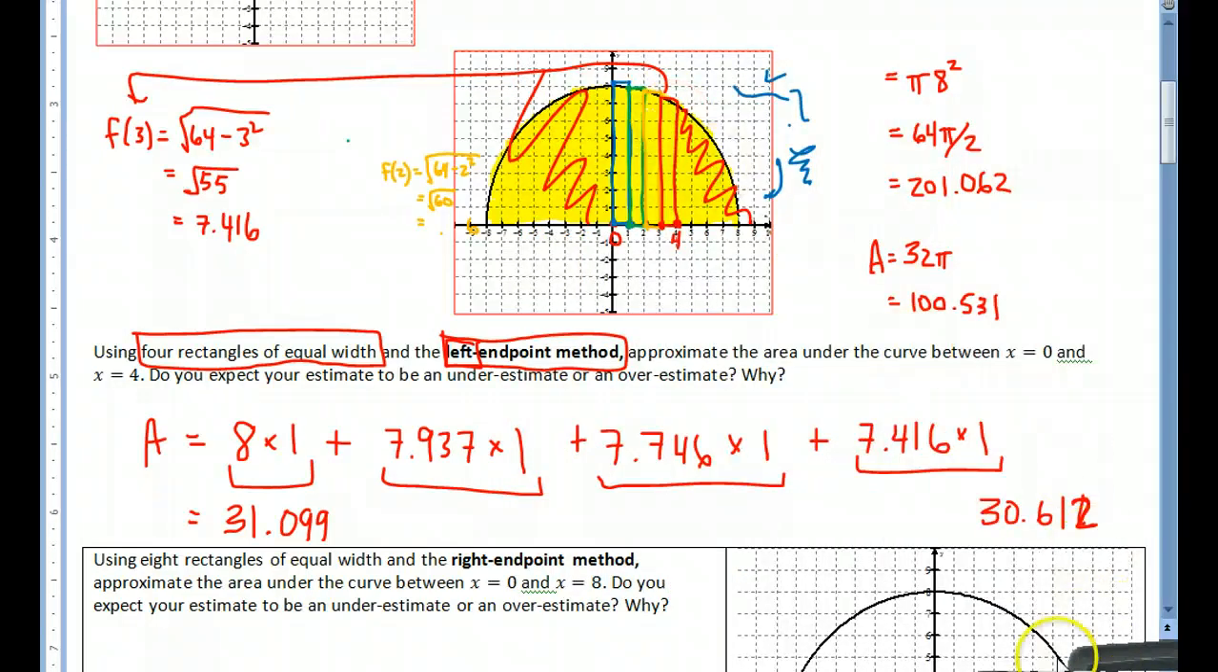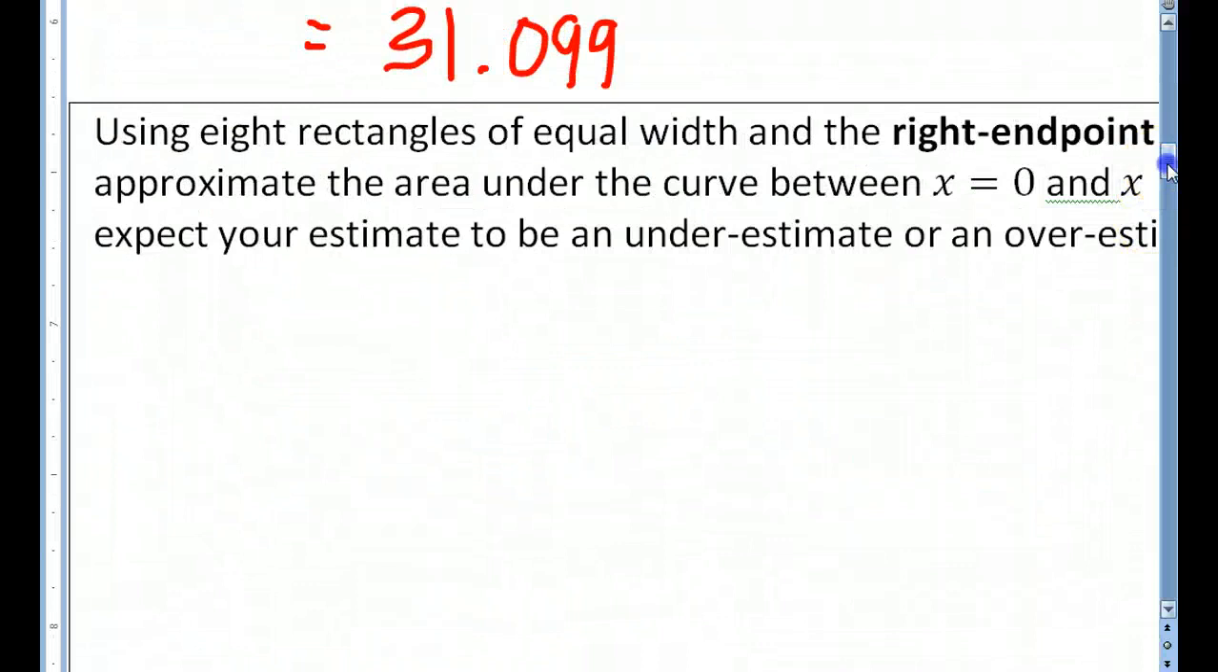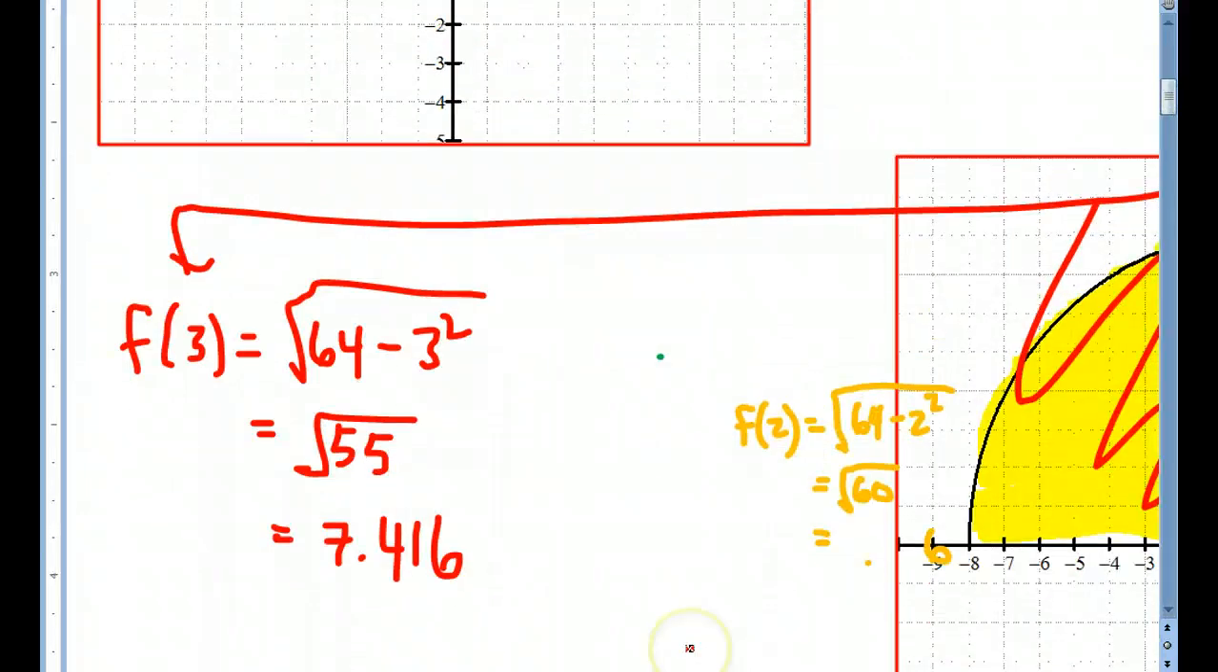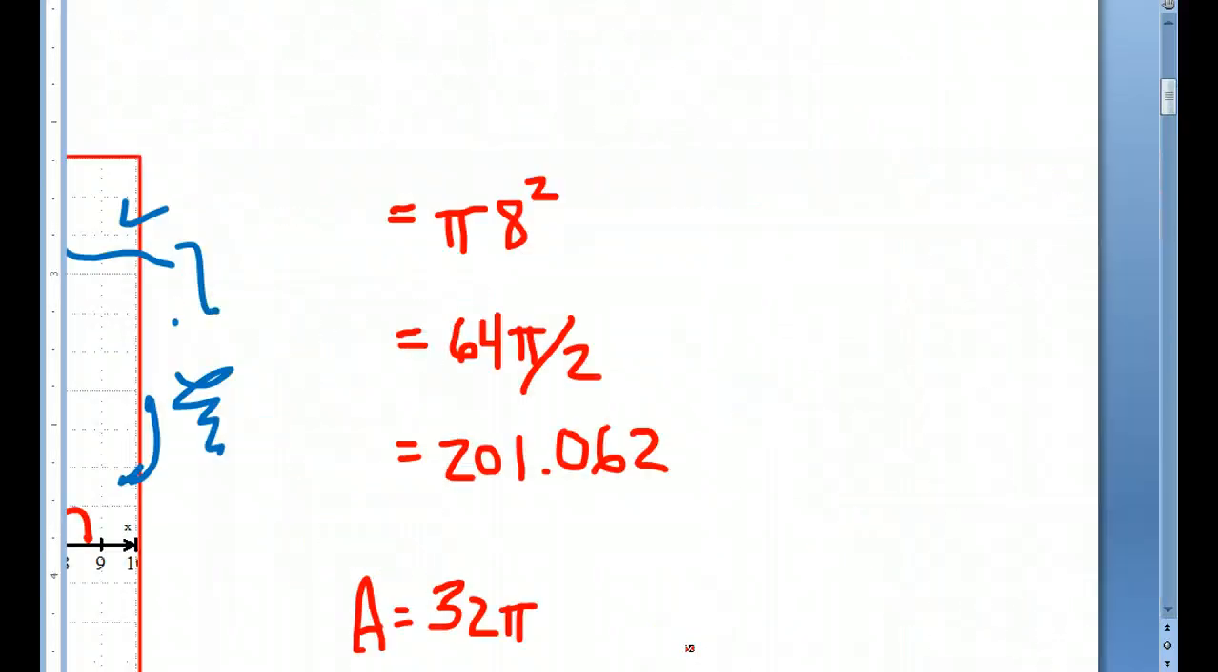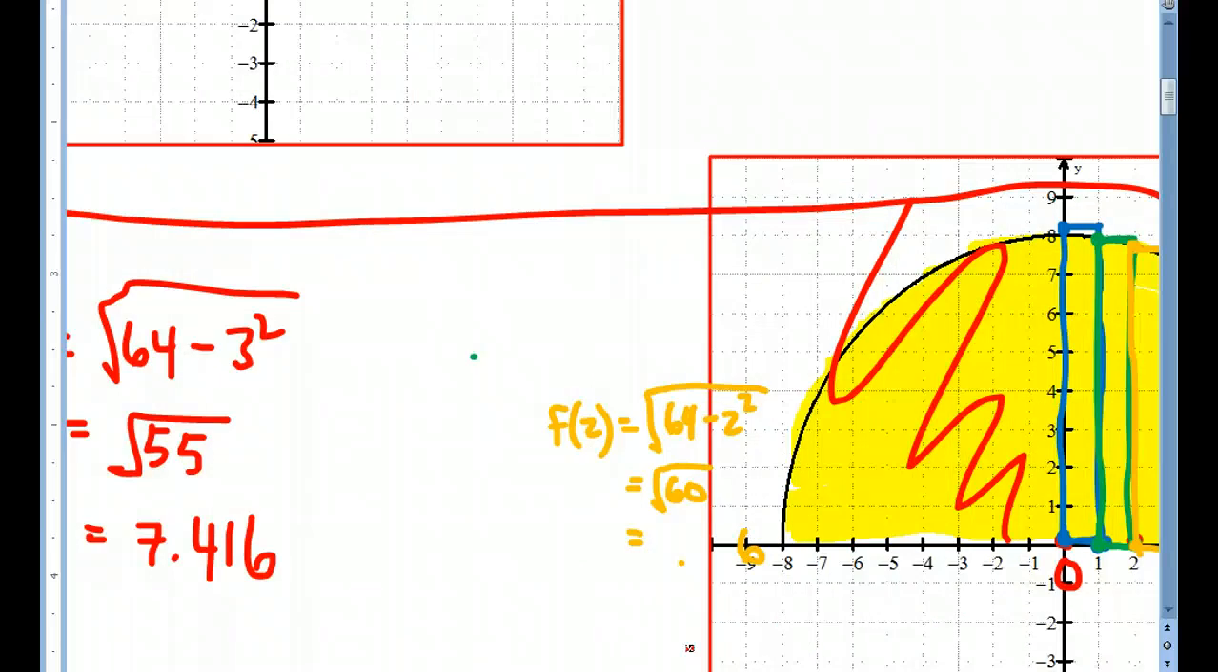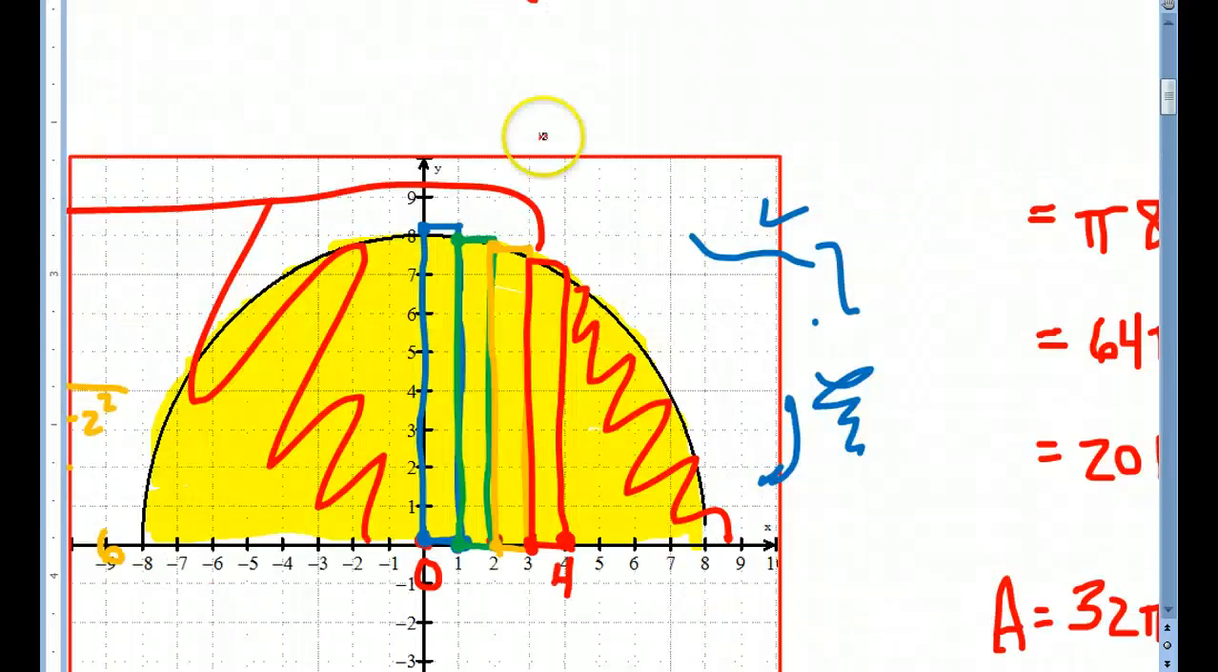Take a look at our graph. If I zoom in, when you use the left endpoint and then you have to go to the right and it goes above, that's an overestimate. See all these little pieces that go above the circle? That'll make it the overestimate. That's why we ended up with 31.